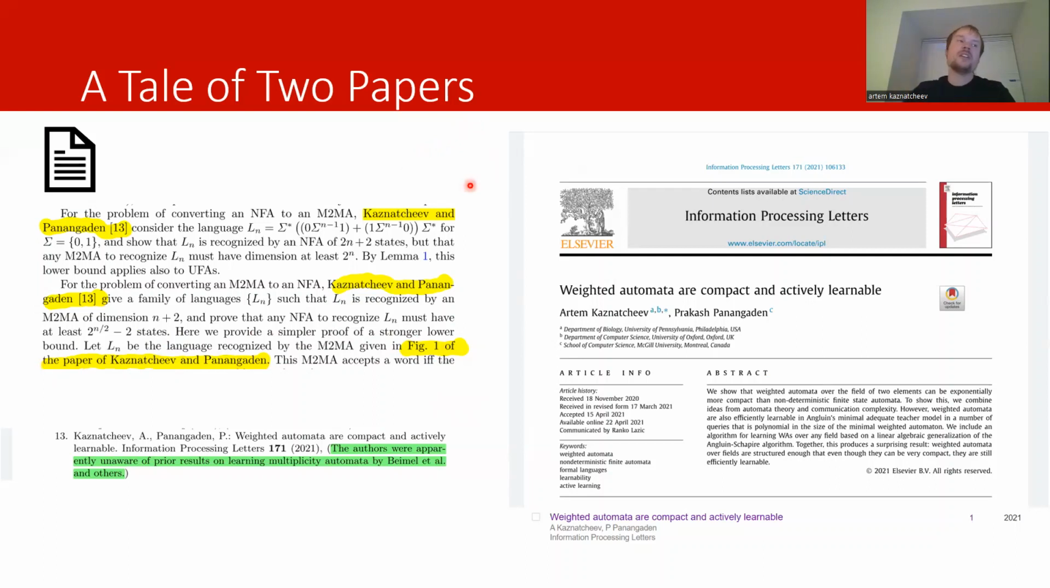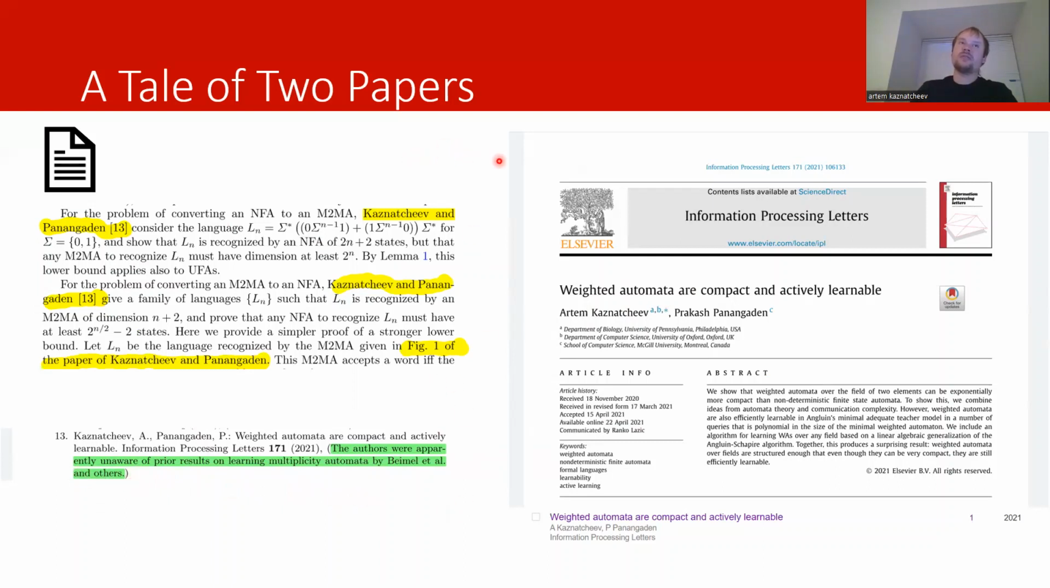And to highlight further how self-aware and cumulative the computational learning theory field is, they can also notice when we've made mistakes in our work. For example, since both Prakash and I were outsiders of the field, there were some prior results that we weren't aware of, and the citing work could call us out on it and say, these authors were apparently unaware of prior results on learning Büchi automata by Baimel et al. And others. So it's a very different kind of engagement.